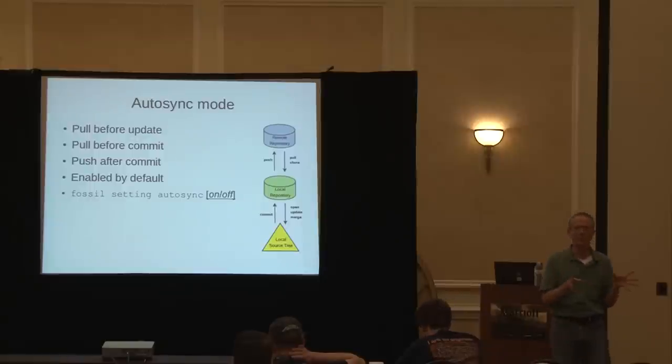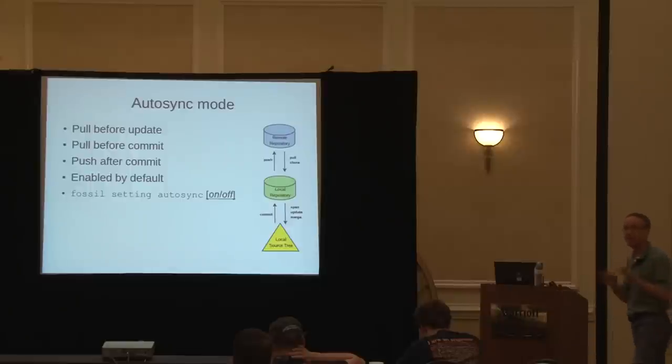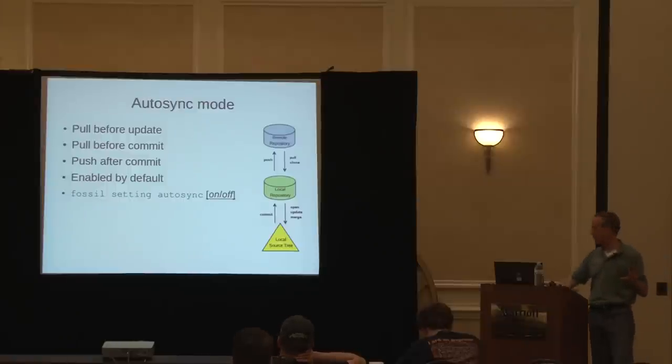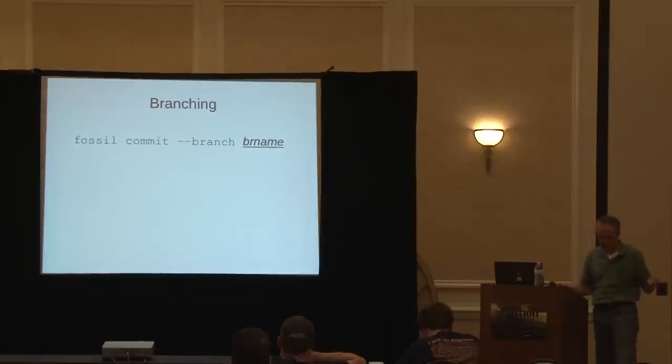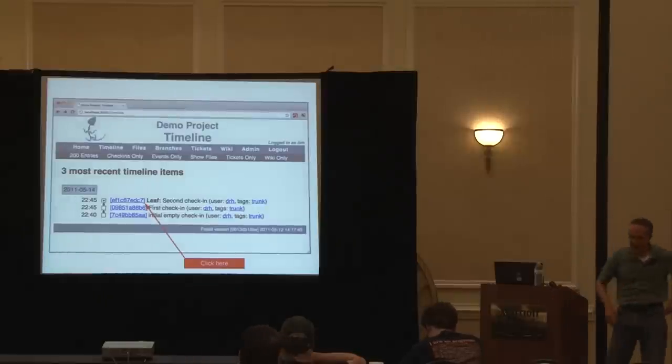It doesn't always work because people can still work disconnected and you can still get some forks, but it works really well. It's on by default. You can turn that behavior on and off at will. If you want to do a branch, you just commit and you tell it the branch name. An interesting feature of Fossil is you can branch after the fact.